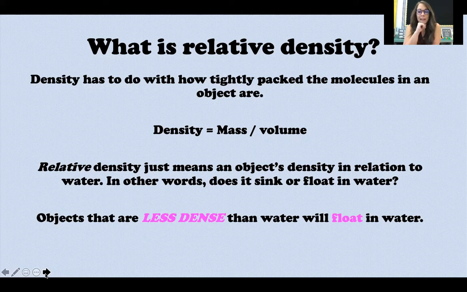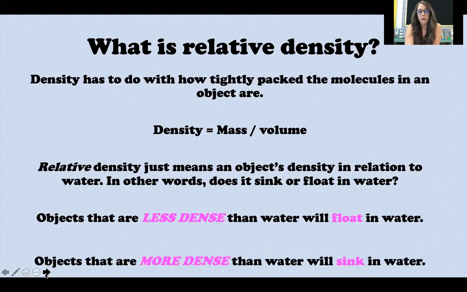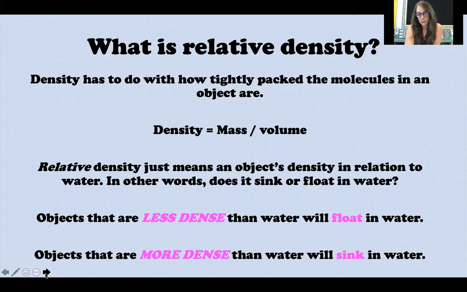Objects that are less dense than water will float. Objects that are more dense than water will sink. Okay, so what you need to know right now is that relative density is referring to an object's density in relation to water. If we put it in water, is it going to sink or float? All right.